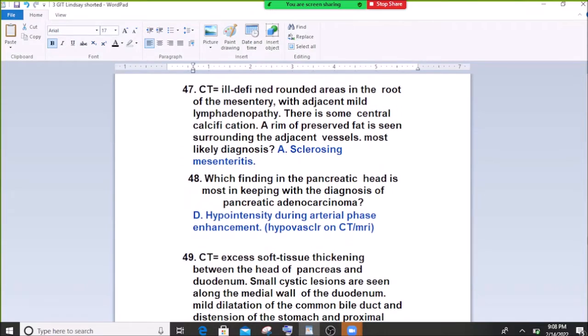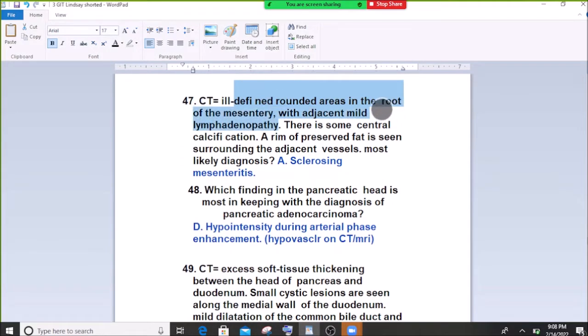For example, a series of ill-defined rounded areas at the root of the mesentery with adjacent mild lymphadenopathy. There is some central calcification. A rim of preserved fat is seen surrounding the adjacent vessel, which is diagnosed as sclerosing mesenteritis. Again, there are a series of ill-defined areas in the root of the mesentery, so it's mesenteritis, and then some central calcification to diagnose sclerosing mesenteritis. No other option makes any sense.